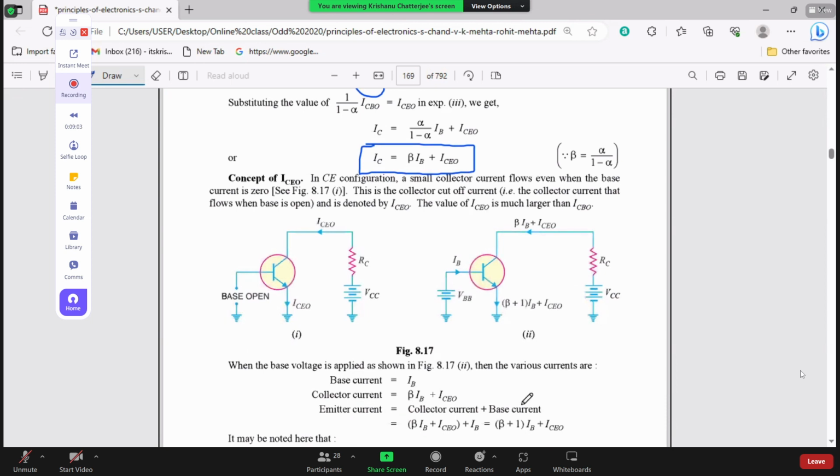Okay, fine. We will go through the concept of ICEO. When the base is open, there will be a current flowing through this circuit, and that is due to the minority carriers. This is in reverse bias always, and this is forward bias always. So that current, due to the minority carriers, is ICEO.